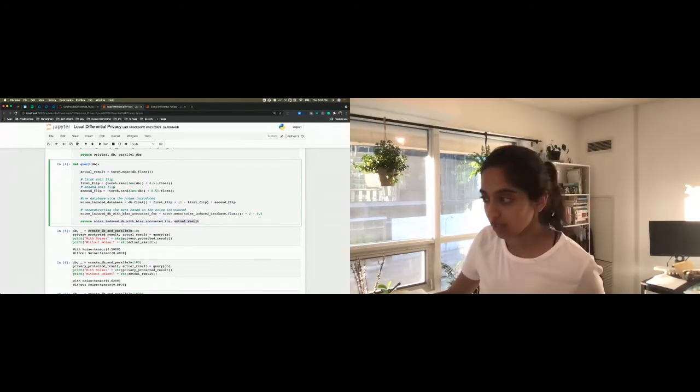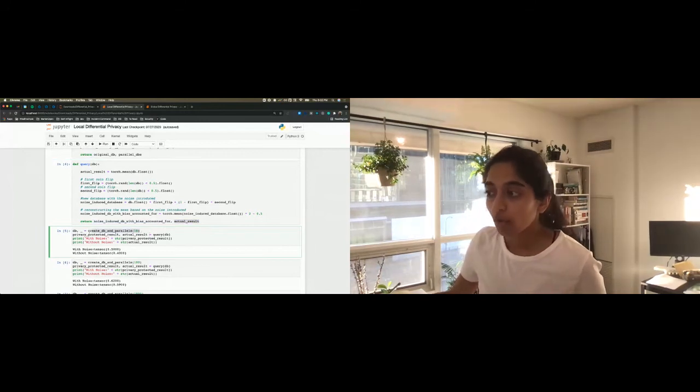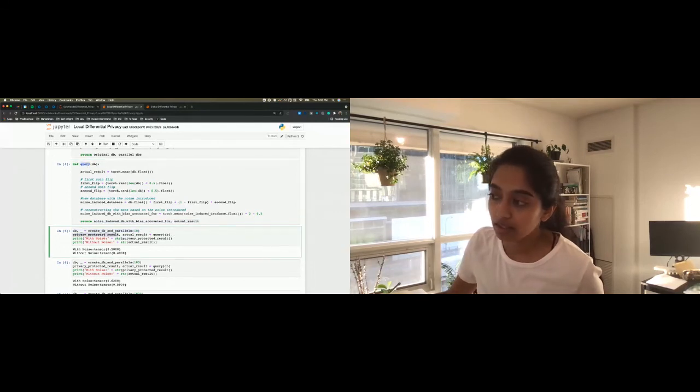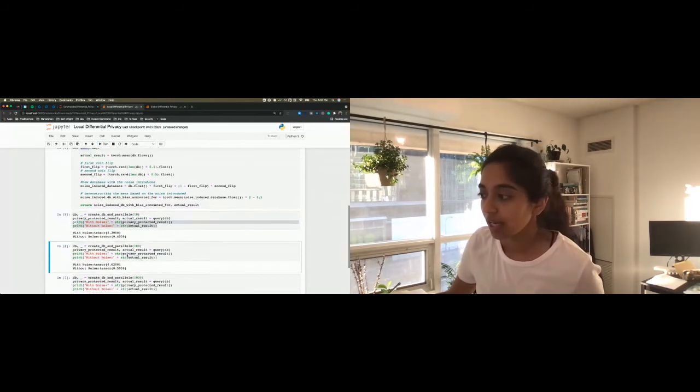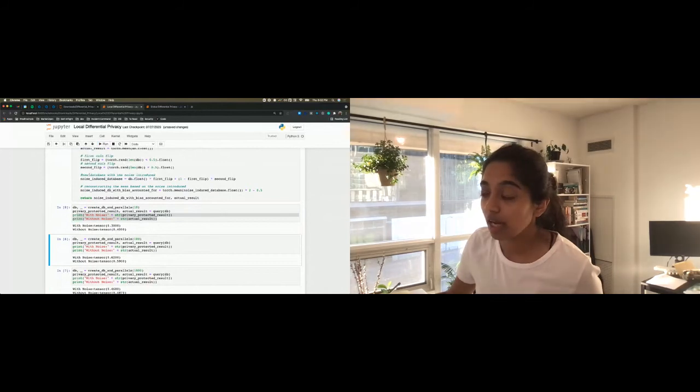So let's look at these results. Here we're generating a database of size 10, and then you're getting the result from the query, the data-protected result, and the actual result, storing them, and I'm printing them out right here, the one with noise and the one without noise. If I run this, you see that the results are pretty close. And then the results get closer as the size increases.